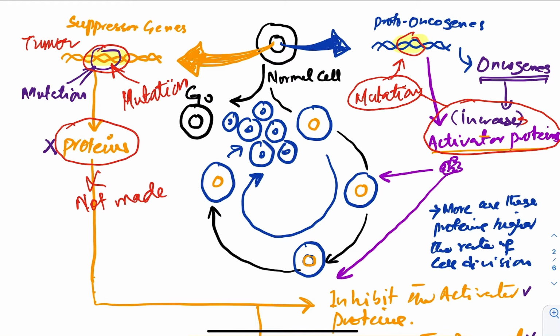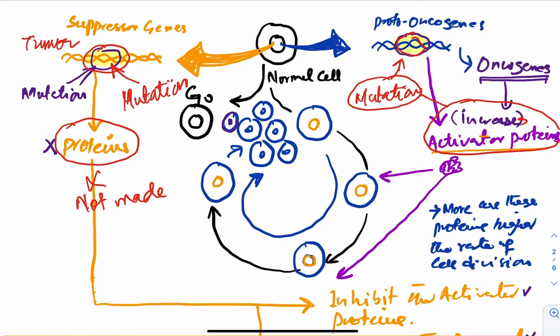So that is how mutations in any of these two types of genes, either the proto-oncogenes or the suppressor genes, lead to an unstoppable and uncontrolled division of cells by mitosis, which leads to the formation of a mass of undifferentiated cells, which is known as a tumor.